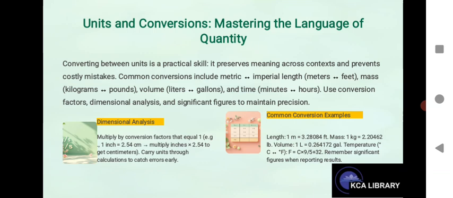For instance, 1 meter is equal to 3.28084 feet. So if you have 10 meters, it will be 10 times 3.28084. The same applies to volume. If 1000 cm cubed is equal to 1 dm cubed, then if you have 3000 cm cubed, it will be 3 dm cubed. So that is it.